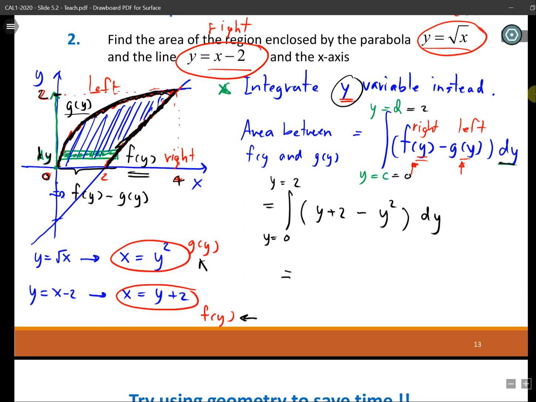This is equal to y squared over 2 plus 2y minus y cubed over 3. And all we need to do right now is to evaluate this at y equal to 0 and 2. So this is equal to 4 over 2 plus 4 minus 8 over 3. And in the end, you have 10 over 3 as the final answer.